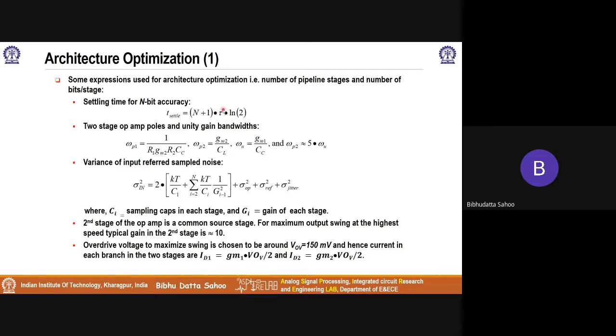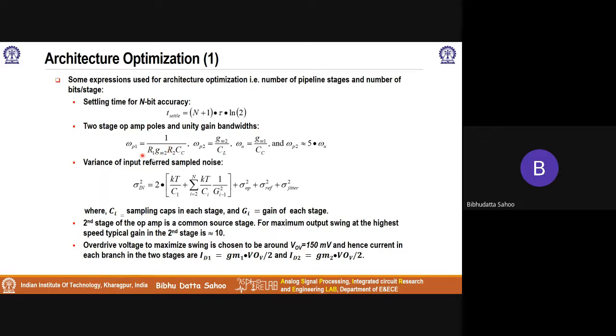Keep in mind a time constant defines the 3 dB bandwidth of the op-amp. So a 2-stage op-amp's poles and unity gain bandwidth are given by this expression. GM1 is the transconductance of the first stage, GM2 is the transconductance of the second stage, R1 is the output impedance of the first stage, and R2 is the output impedance of the second stage.